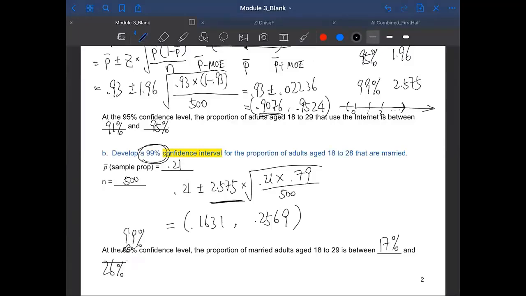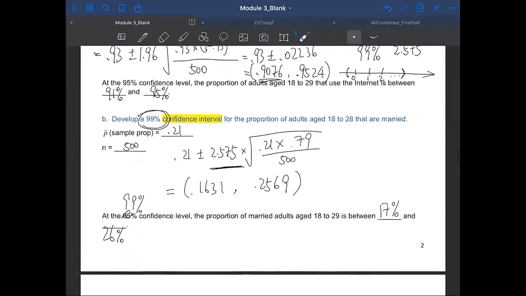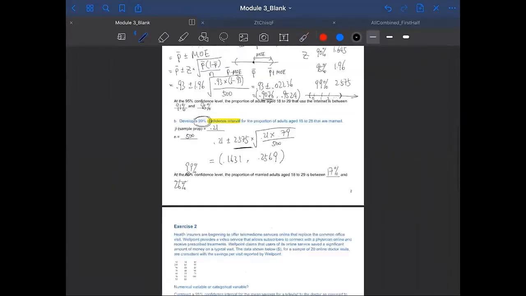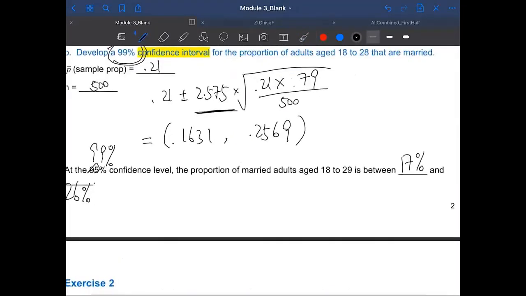So for part B, we were talking about 99%. And this is the interval we get, 17% to 26%, right? So this is the interval we got. Awesome. If this is a real line, I think it's going to be centered at 21%. And so this is the interval we have, 17% and 26%. This is for the 99% confidence interval.